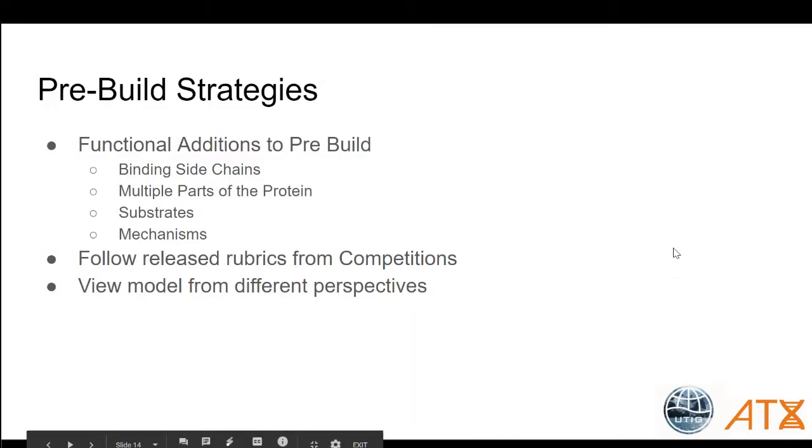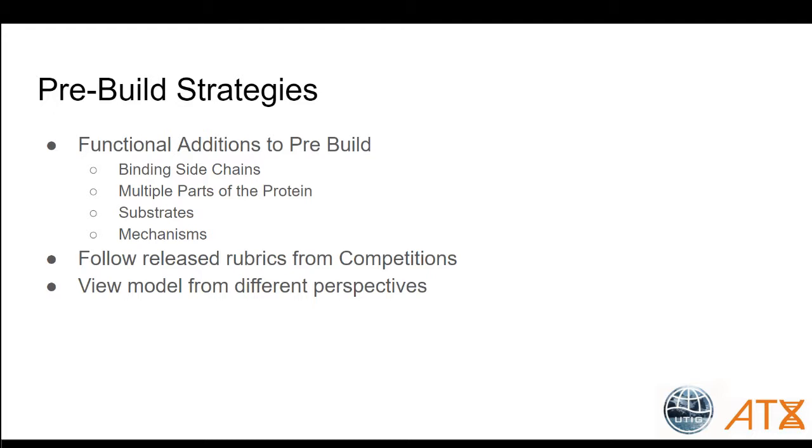Part of the event is building functional additions to the pre-build. These are some of the ones I used when I was competing in the event. Important side chains: the idea with cytidine deaminase is that it binds to a substrate and catalyzes a reaction. So any side chains that are important for actually binding to that substrate, definitely include those.